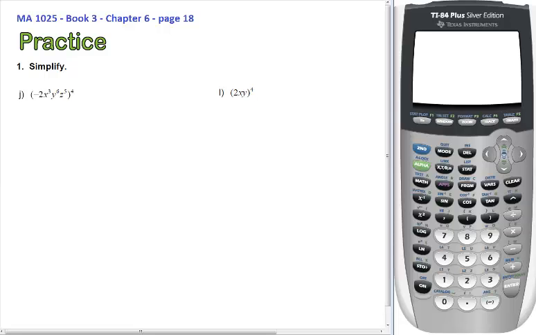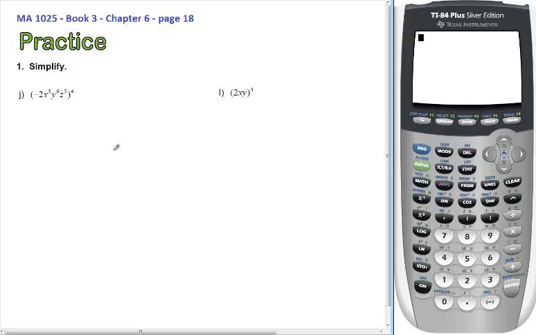Good day, students. Today we're going to look at a solution to a couple more of your practice exercises. So this is chapter 6, page 18, found in book 3 of your Math 1025 booklets, and it deals with exponent rules. And you can see we have a couple of there, but let's just review the rule on power raised to a power rule.